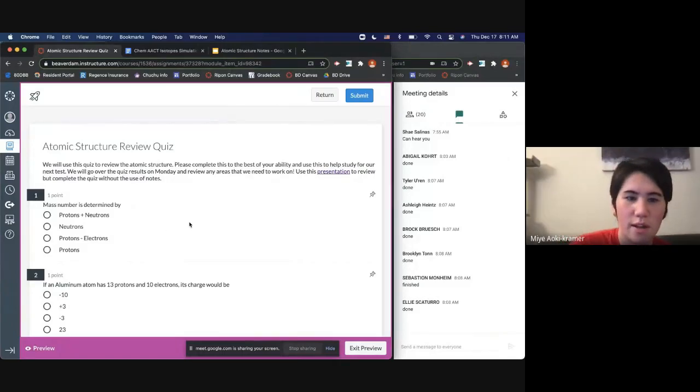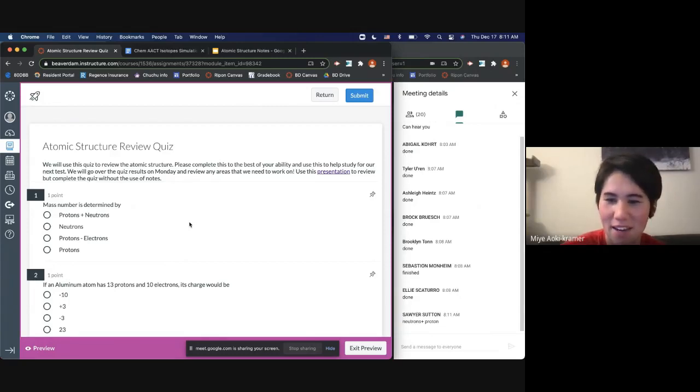For question 1, mass number is determined by, and if you know the answer, go ahead and send it in the chat. We'll just do a few of these. We won't do the whole quiz. Does anybody know what mass number is determined by? There it is. Yes, so your neutrons and protons. So we'll select this one.